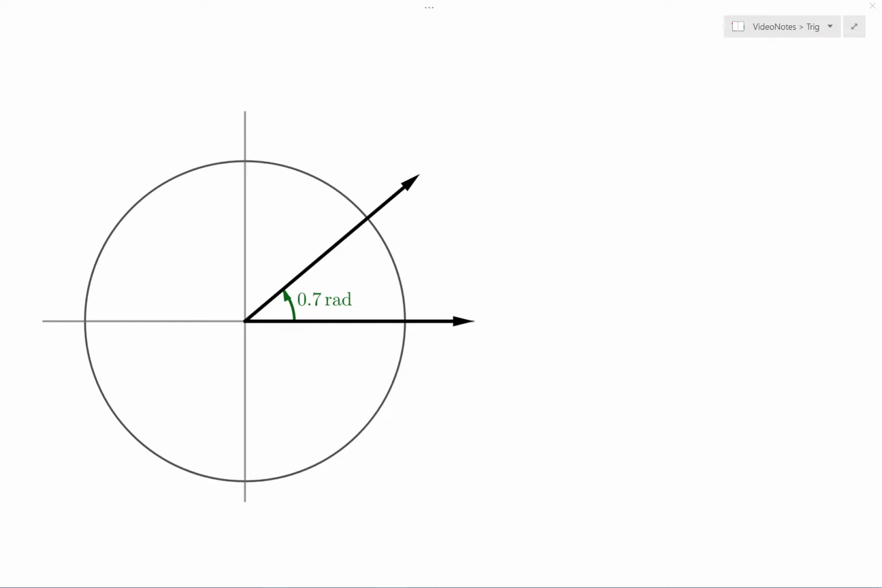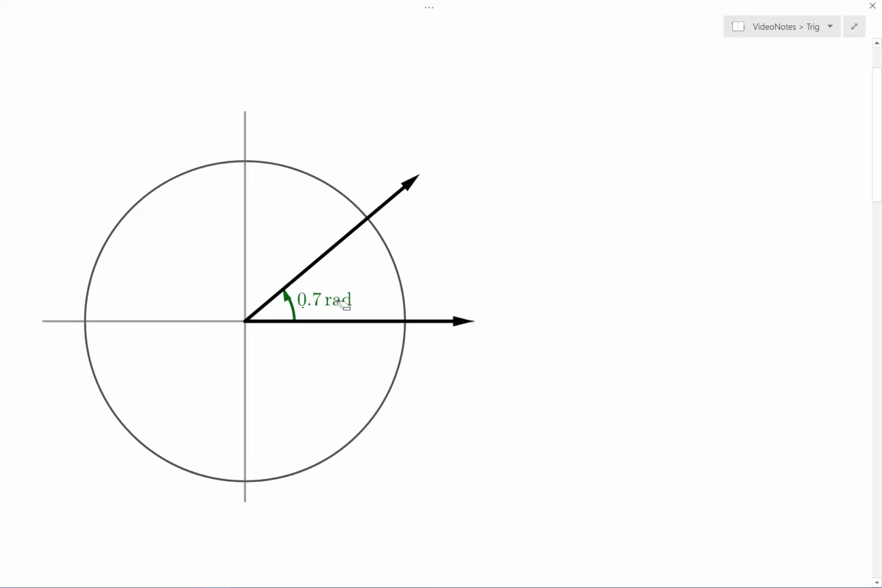The cosine and sine functions allow us to model the horizontal and vertical components of certain angles. But let's clarify what we mean by that. So consider the angle I have shown. The initial ray points in the 3 o'clock position, and this angle has a measure of 0.7 radians.